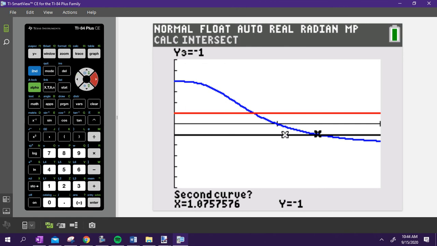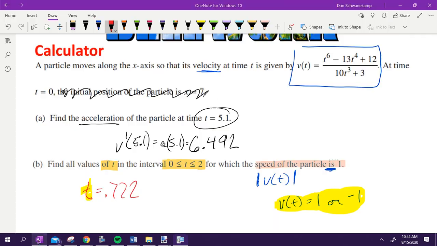Now notice that I'm jumping on the black line. And again, it's nice to have the color calculator because it'll tell me that I'm on the black one. I hit enter again. Guess. Boom. There's my answer, 1.401. Those are my two values. Okay, a little bit different.